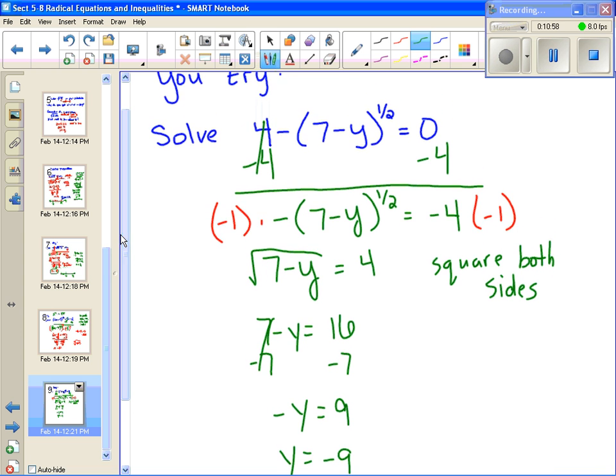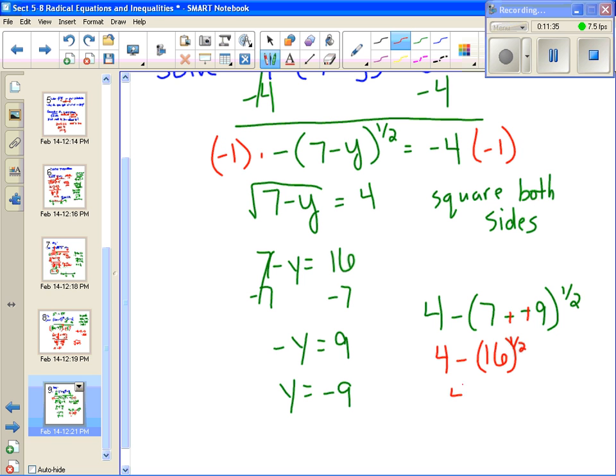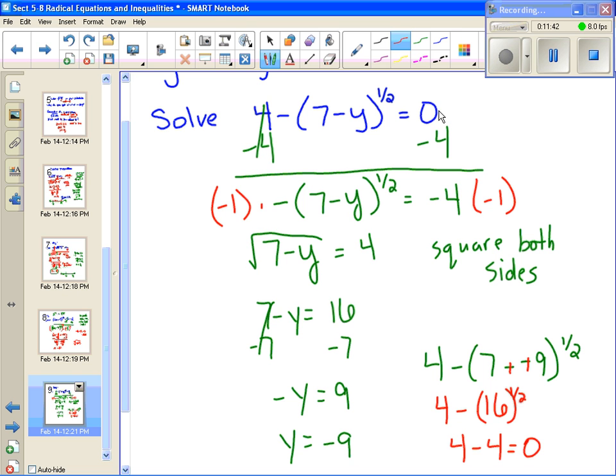Let's double check our answer. If I check that, I'm going to have 4 minus 7 minus -9 to the 1/2 power. So you got to be really careful. This was a minus, but my y value was also negative. So I have to do it like this, which means this changes to adding the opposite. So we get 4 minus 16 to the 1/2 power. 16 to the 1/2 power, remember that's the square root of 16, which is 4, and 4 minus 4 is 0, and that's what we were supposed to get, which means it works. All right?